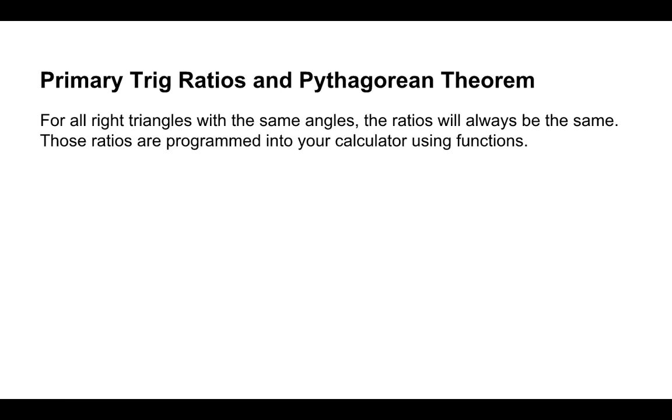These ratios are actually programmed in the calculator using functions. So we have a sine function, a cos function, a tan function, such that when you input an angle, you get out the ratio. Likewise, you can use the inverse, where you input the ratio and you get an output of the angle.